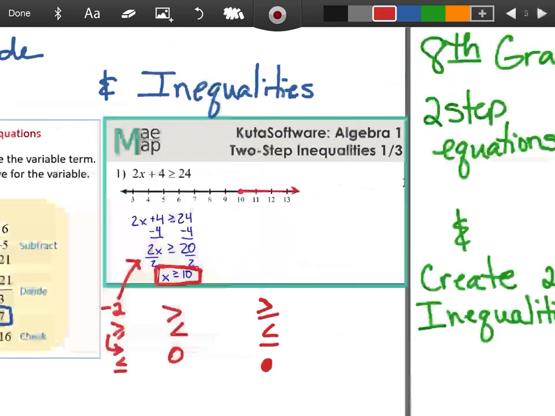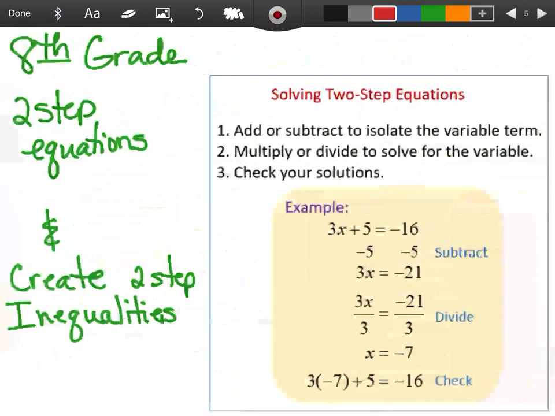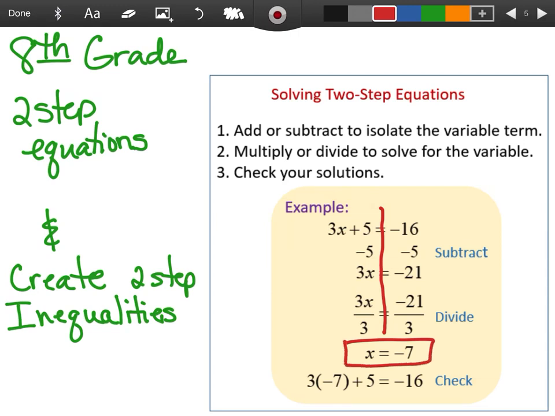In 8th grade then, we did more two-step equations. Your work was done exactly the same way. You drew your line, you got your final answer, etc. Then we created two-step inequalities. You were not required to solve them. You just created them from word problems, etc.